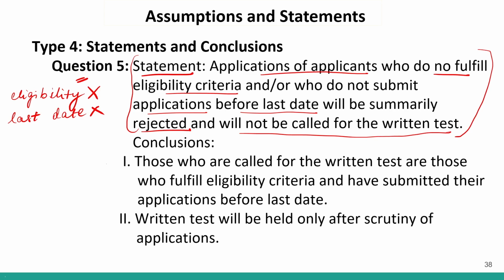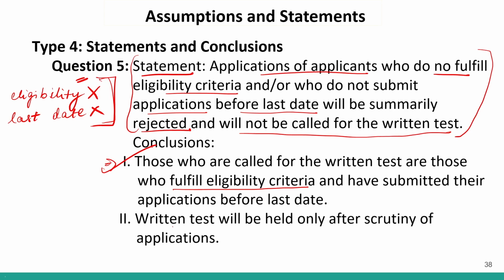Okay, first one says those who are called for the written test are those who fulfill eligibility criteria and have submitted their applications before last date. Definitely this can be concluded, because it is straight up mentioned that if any of these two conditions are not satisfied, you will not be called for written test. So that means people who have been called for written test, they satisfy these two conditions. So first one can definitely be concluded.